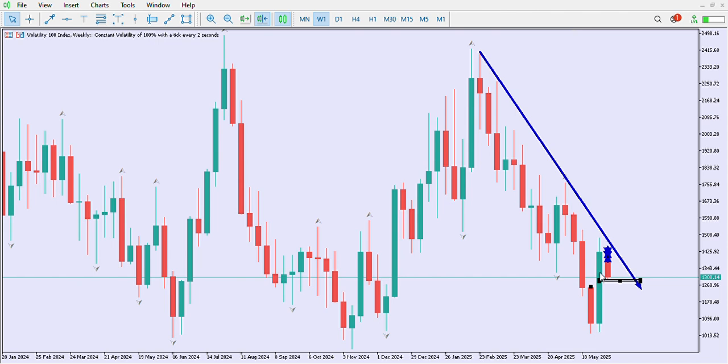Here. No, there is no fair value gap. A fair value gap takes three candlesticks, and this candlestick has not.